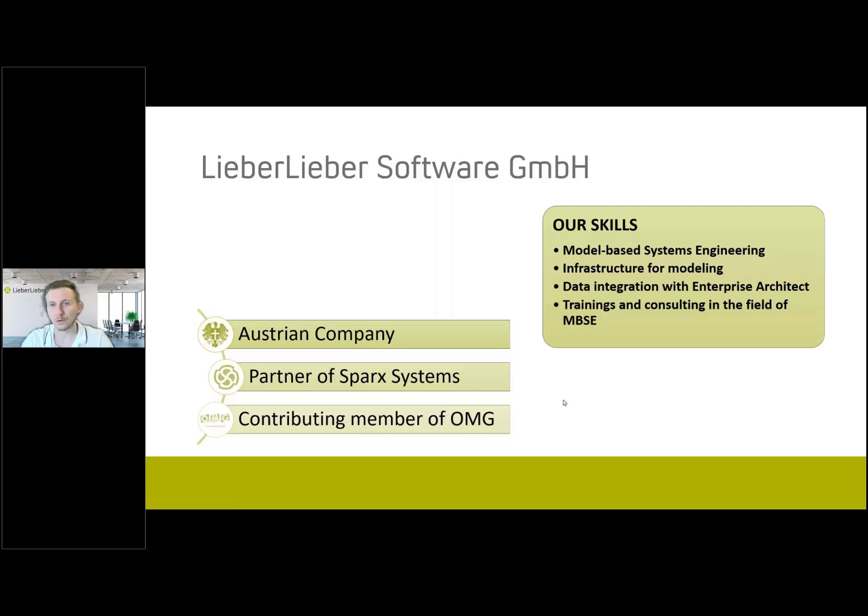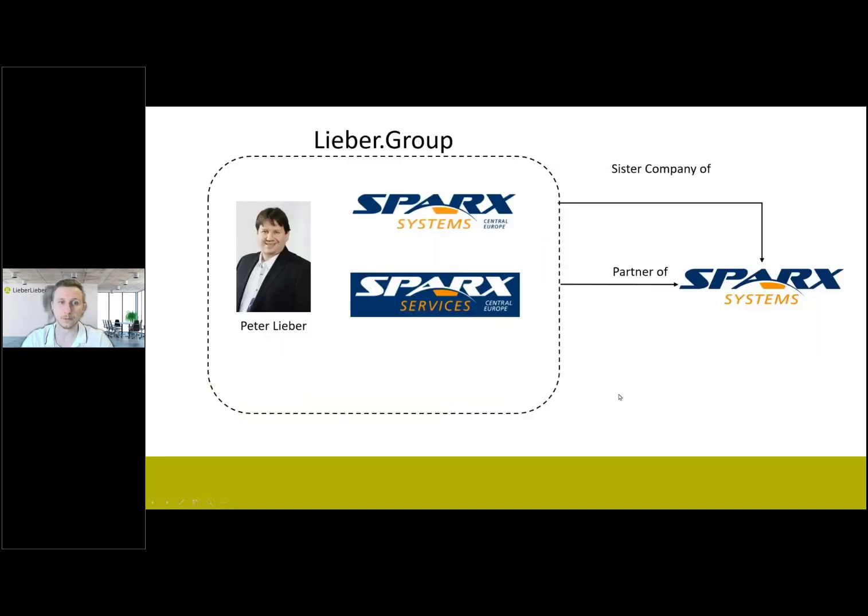And of course, we are also related to Spark Systems. There is the Liebe Group, where Peter Liebe, whom you have probably already heard today and will hear again later on, is the owner and founder of Spark Systems Central Europe, which is a sister company of Spark Systems. Liebe is in the same group of companies and therefore is a partner of Spark Systems. This is why we are specialized in developing tools, products, and solutions for the Spark Systems ecosystems.